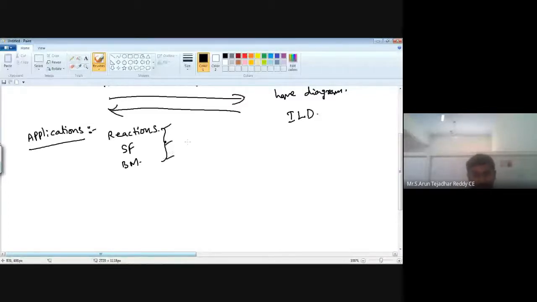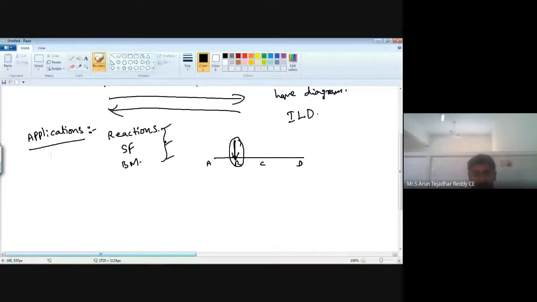Suppose you take a structure A, B, C, D, totally we have 4 points. But among these 4 points, especially I need the ILD for point B. So I have some applications here, and based on those applications, I can draw the ILD for point B.